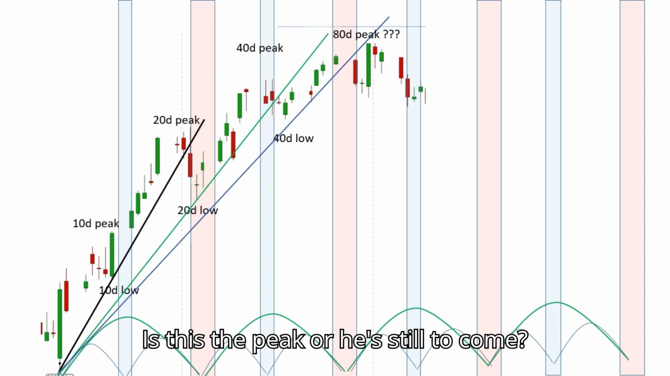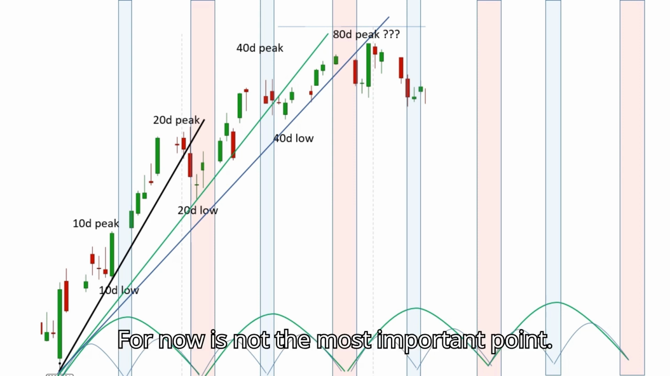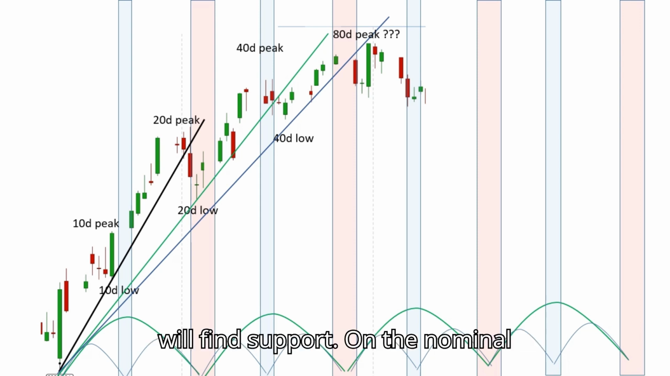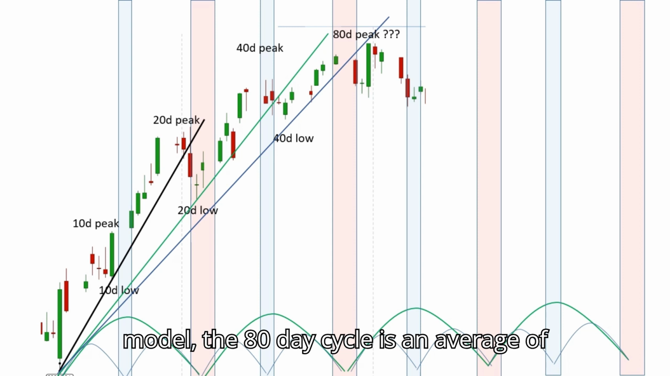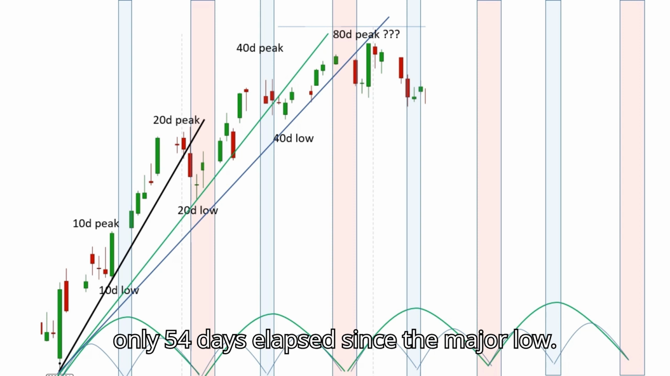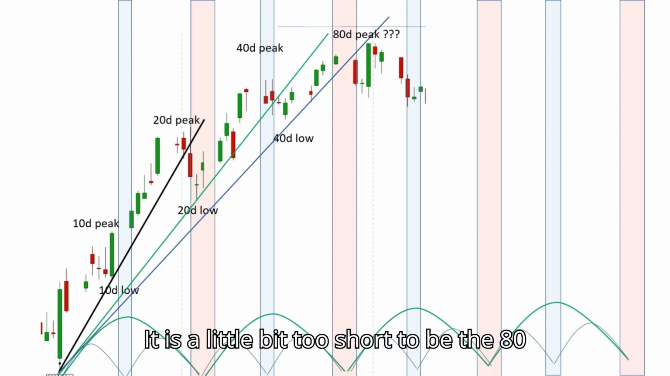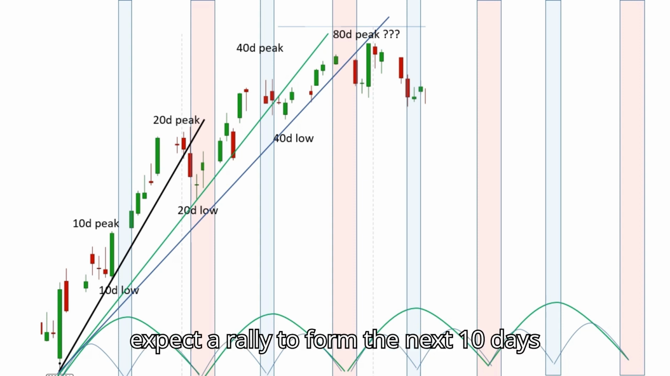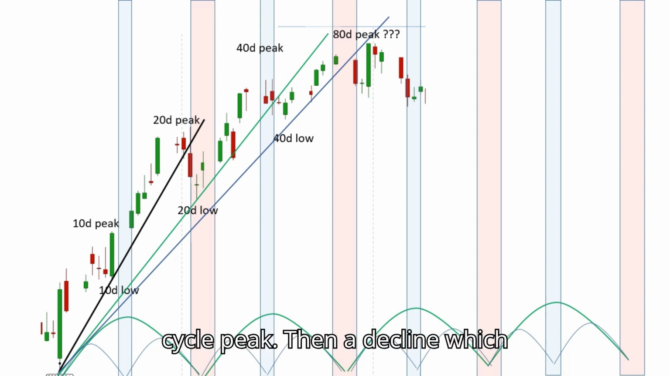Is this the peak or is it still to come? For now it is not the most important point. The most important is where the market will find support. On the nominal model, the 80-day cycle is an average of 68 days. At that point only 54 days elapsed since the major low. It is a little bit too short to be the 80-day cycle low. So we can expect a rally to form the next 10 days cycle peak.